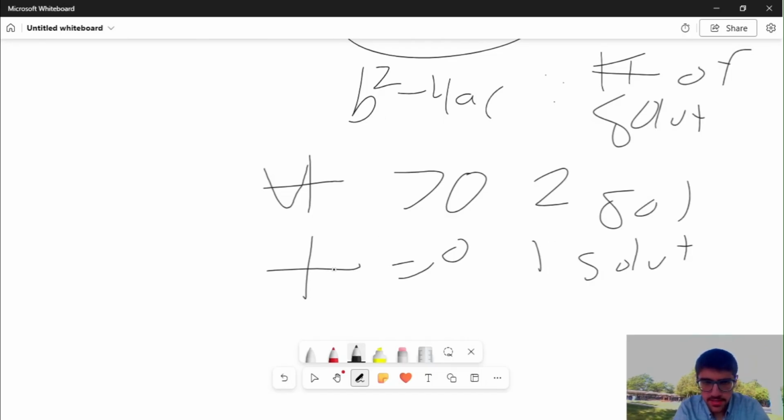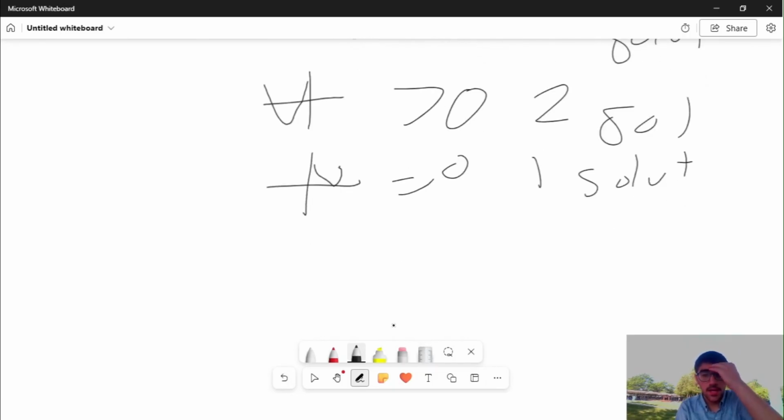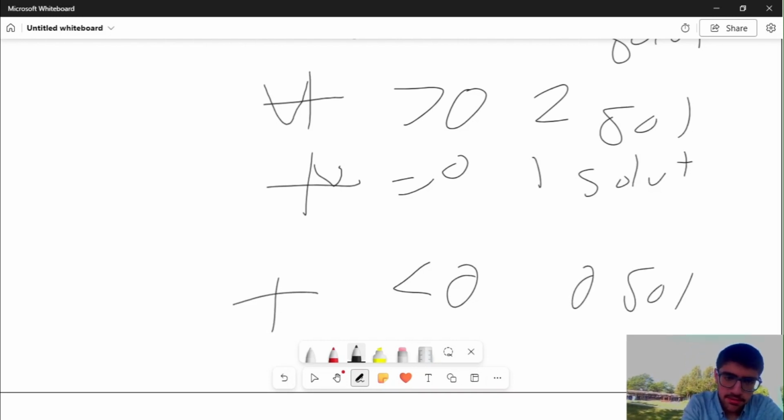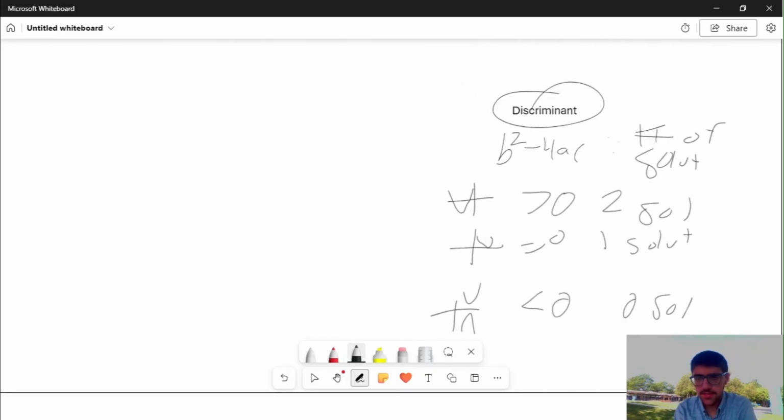So it's going to look like this. The vertex is going to be the only point that touches the x-intercept. Then if it's less than 0, it's going to be 0 solutions. So what's that going to be like? It's going to be basically above or under the x-axis, depending on how it opens up or down. So that is it for the discriminant.